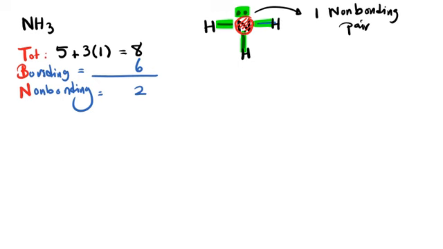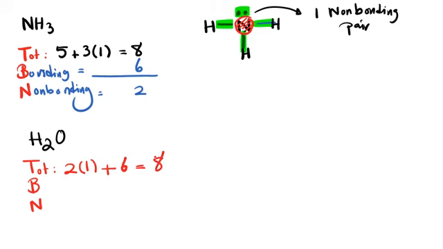So let me work on another one like H2O. I'm going to set up the total valence electrons: 2 times 1 valence electron for hydrogen because we have 2 hydrogen atoms, plus oxygen, group number 6. So totally we have 8.